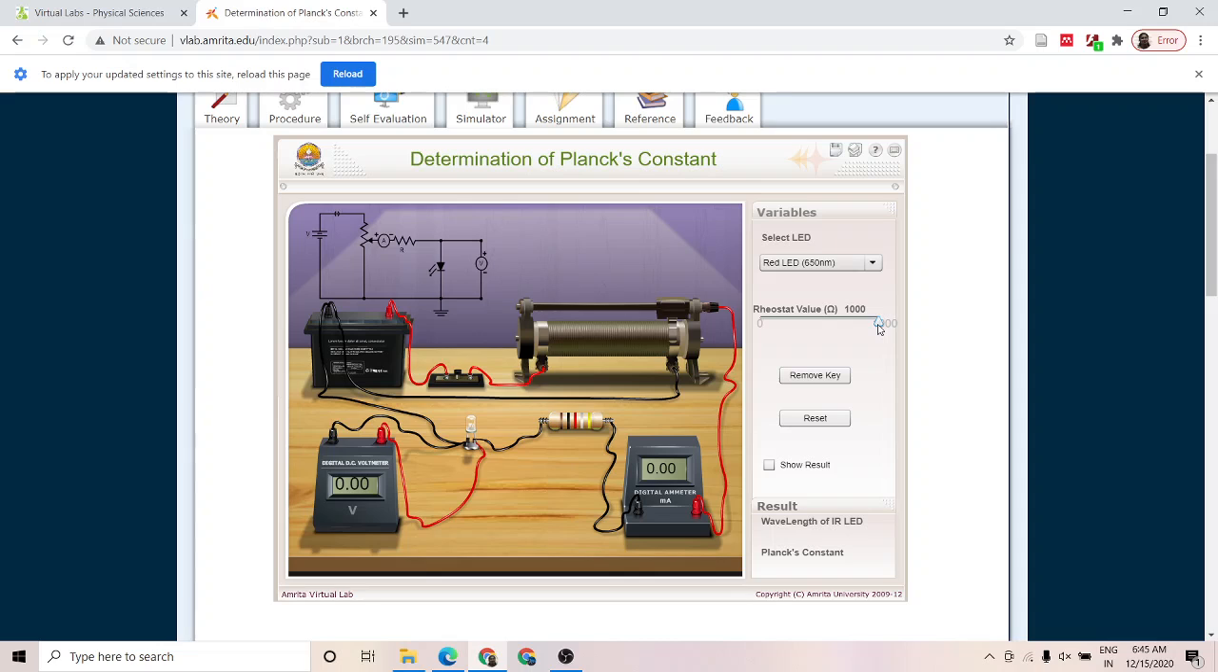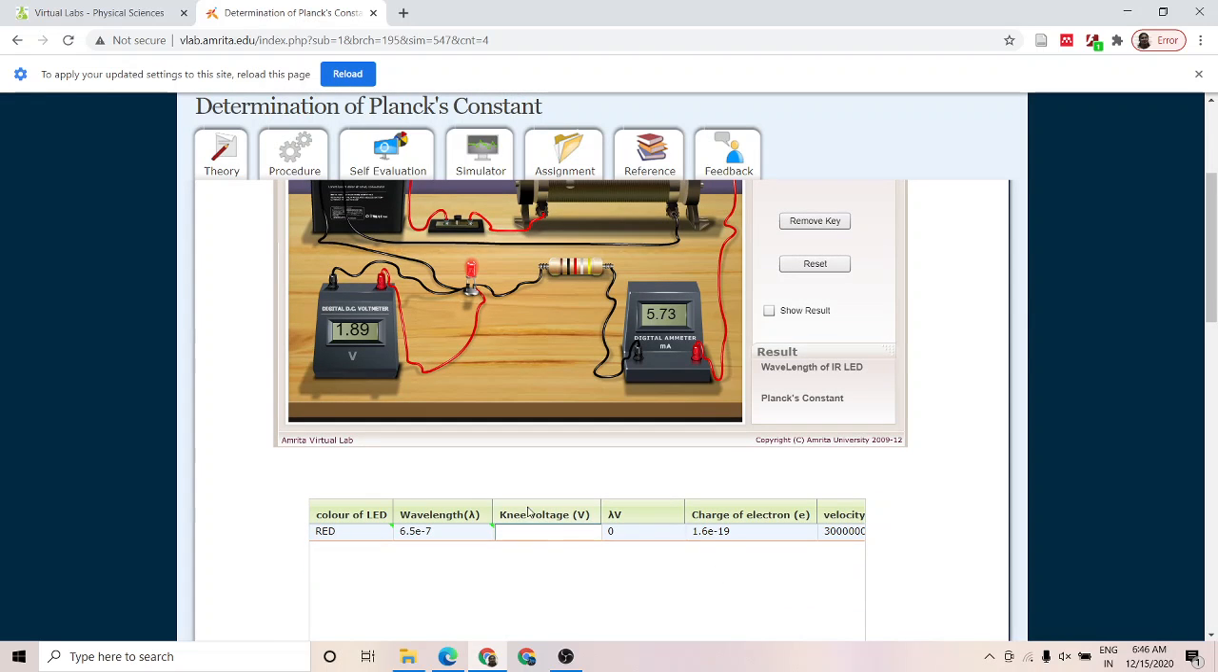And we'll move the resistor to a point where my LED will just light up. Yeah, so the LED has lighted up now. So once again, let's check. Now the LED is not giving out the red light. I just move my pointer to the left and I get the knee voltage, the threshold voltage required for lighting up the red LED. This is 1.89 volt. So I substitute it here, 1.89.